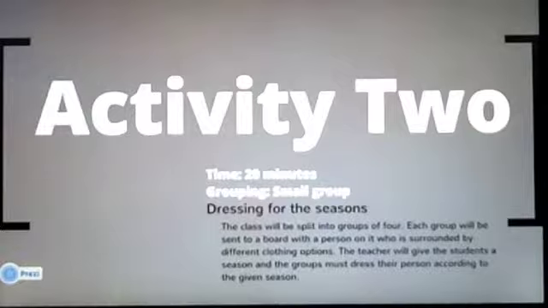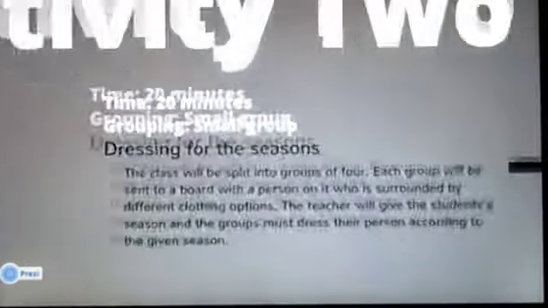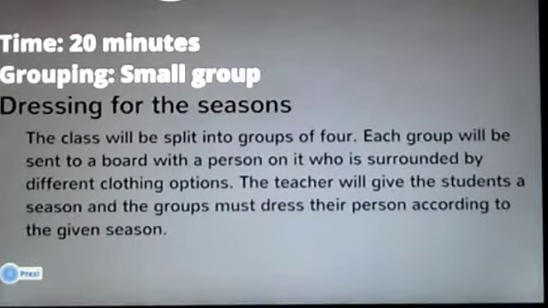After the 4 seasons worksheet comes activity 2. The time allotted for this is 20 minutes, and the grouping is small group. The title of this activity is Dressing for the Seasons. The class will split into groups of 4. Each group will be sent to a board with a person on it who is made out of felt, and the person is surrounded with different clothing options. The teacher will give the students a season, and the groups must dress the person according to the given season.